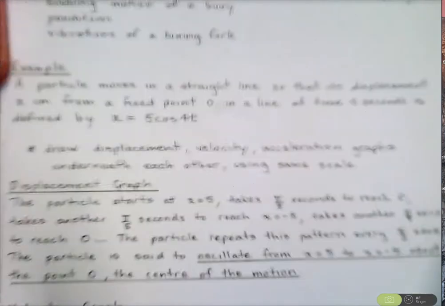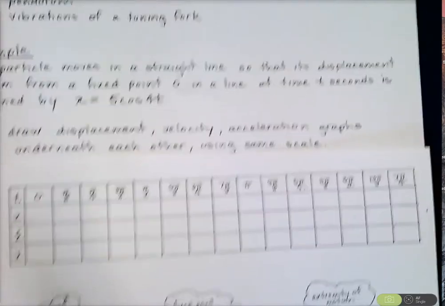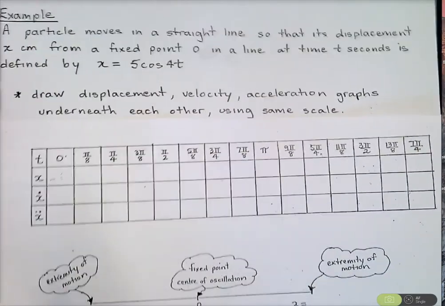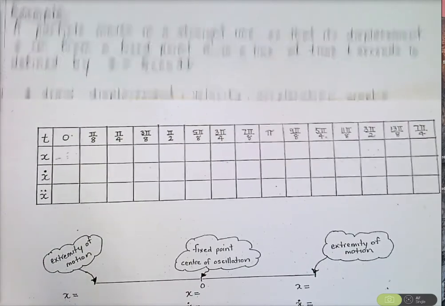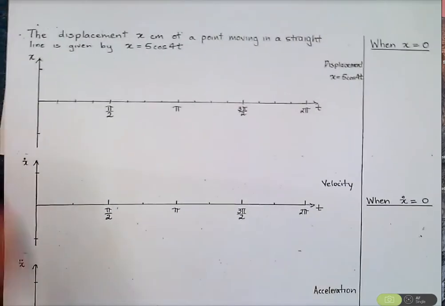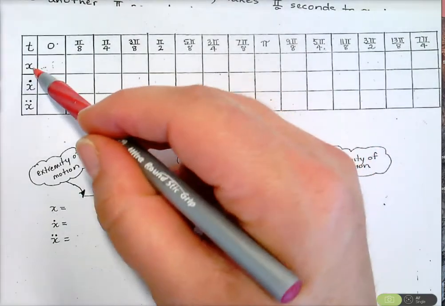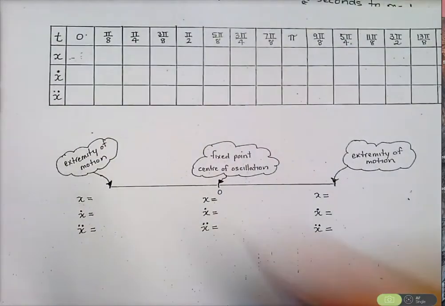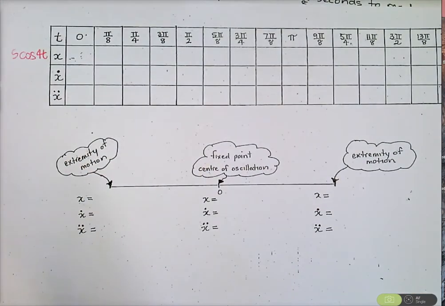So we've got x equals 5 cos 4t and we're going to draw the displacement, the acceleration and velocity graphs. Now, before I do that first bit, I think I actually should have done it the other way round. So, displacement. We're going to have to write what these graphs are somewhere. So, the displacement graph is x equals 5 cos 4t.